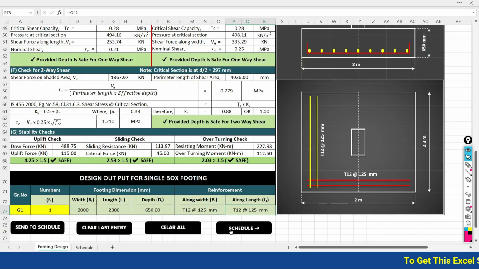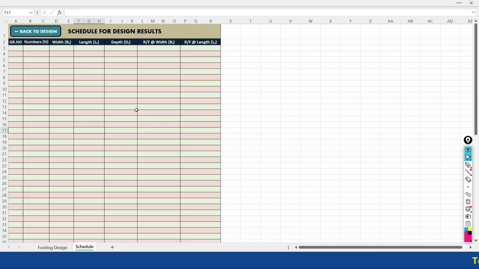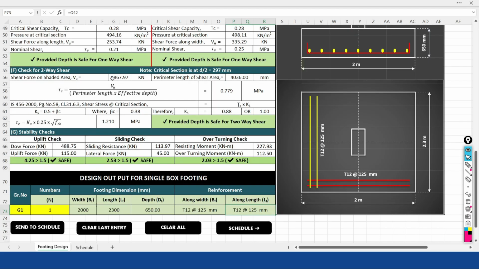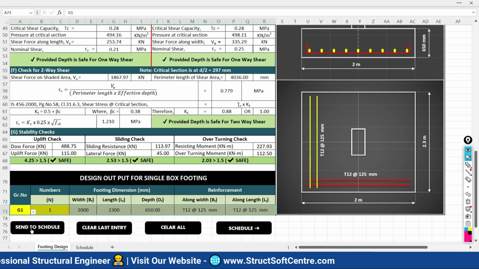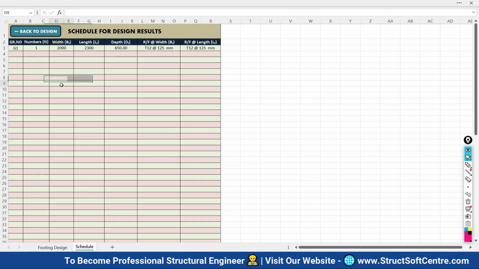Come back, so here go to schedule. So you are in the schedule sheet, you have to come back to your design sheet, then click over this, you are coming back to your design sheet. Now I have to send this design report to my schedule sheet. So you just have to click over the send to schedule. Once you click over the send to schedule, now this data is available in your schedule list.